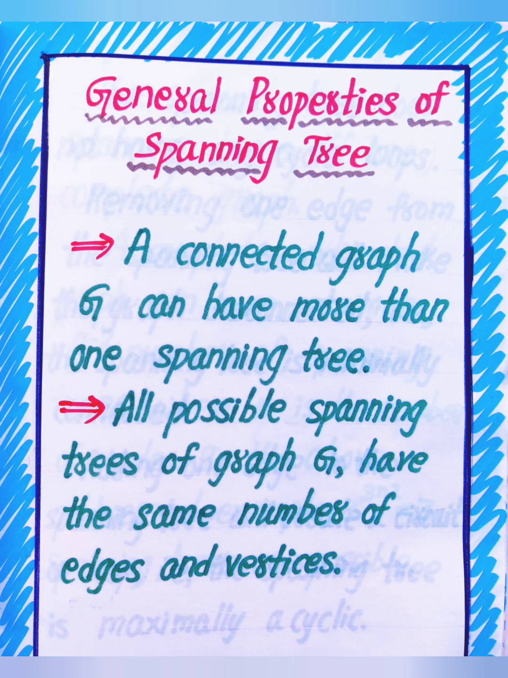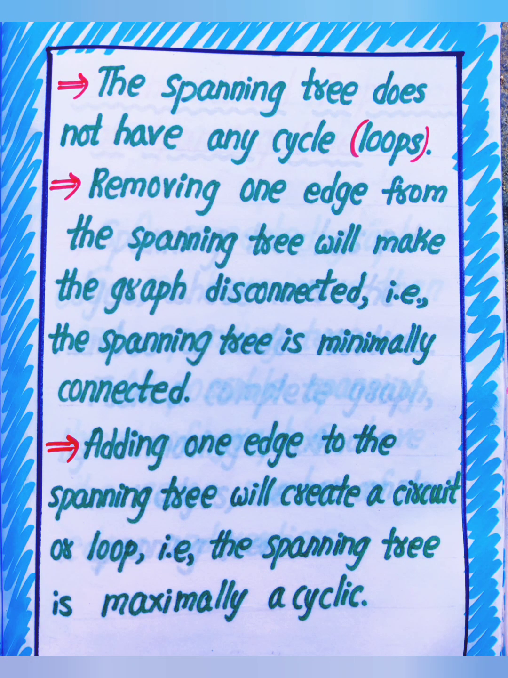General properties of spanning tree. A connected graph G can have more than one spanning tree. All possible spanning trees of graph G have the same number of edges and vertices. The spanning tree does not have any cycle or loops. Removing one edge from the spanning tree will make the graph disconnected.